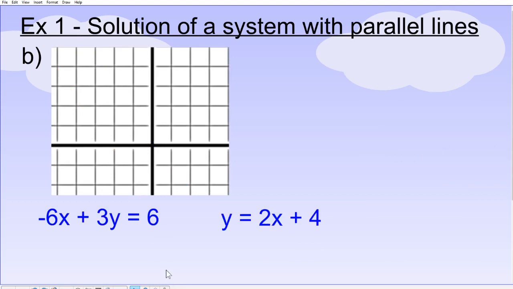Letter B. I would like you to do this one. So you're going to take these two equations, you're going to solve them if you need to, graph them, please, and find the solution to the system of equations. Go ahead and pause the video. Do it right now. When you're ready to continue, hit play, and we will go through it together.